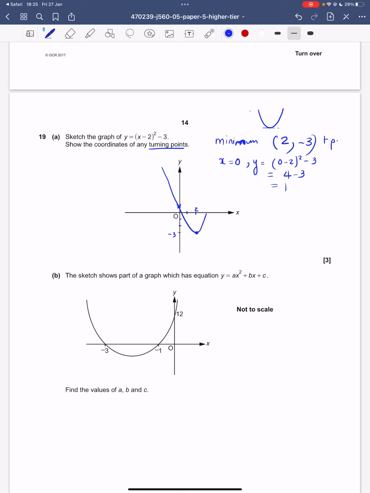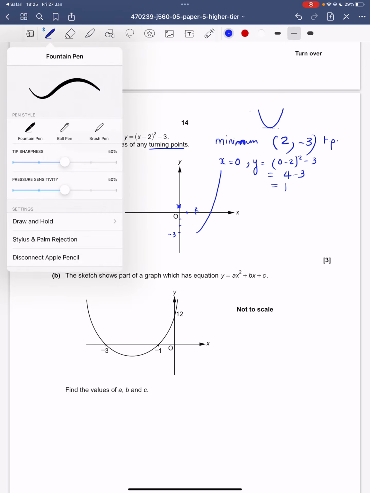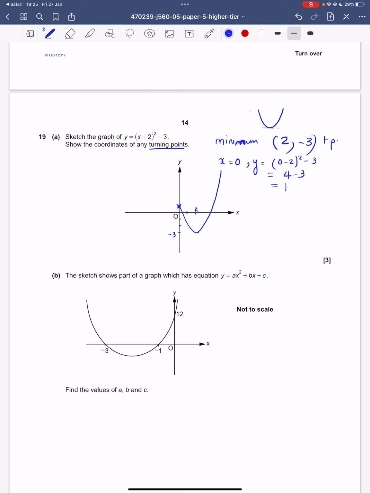Okay, like this. Was not very neat. I'm not very happy with that. There we go. There we go. That's a bit of a blob there. Yes. Right. Yeah, so that's what that looks like. So that's the minimum, 2 minus 3.